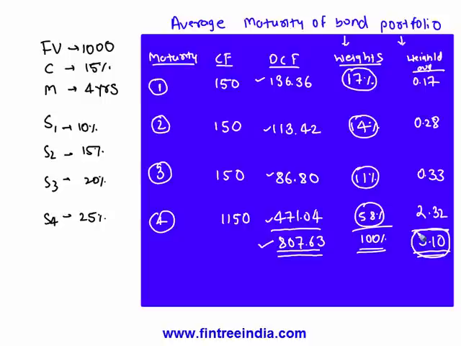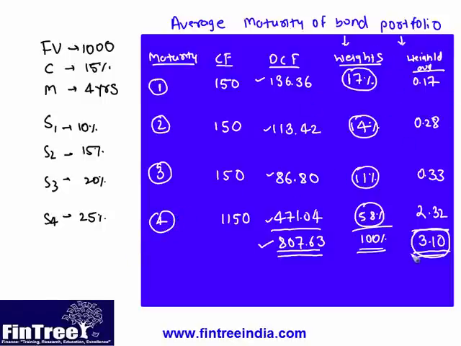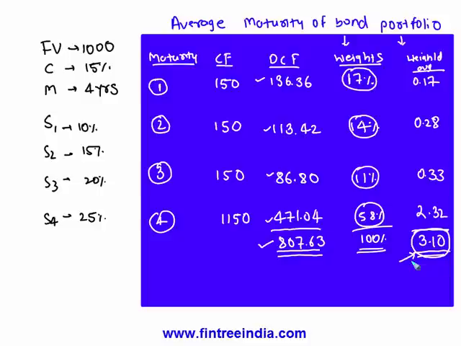Are you following this? That on an average, your money is being invested for how many years? So about 17% of the amount was invested for 1 year, 14% for 2 years, 11% for 3 years, and 58% for 4 years. So on a weighted average basis, your amount is being invested for 3.1 years. And this 3.1 is also called Macaulay's duration. Okay, so Macaulay's duration is nothing but simply a weighted average maturity of bond portfolio.